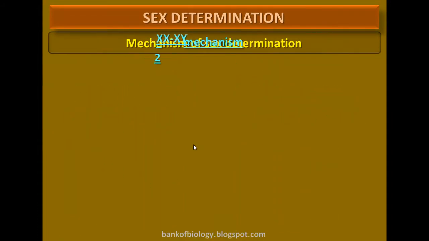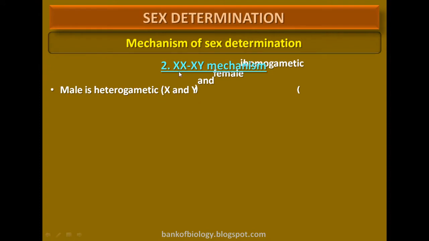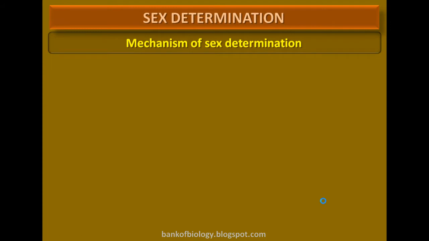And next is the XX and XY mechanism. This is also a male heterogametic mechanism, XY, and the female is homogametic, that is XX only. For example, human and Drosophila. Male shows X and Y chromosomes, whereas female shows X and X chromosomes. In humans also we find the XX and XY mechanism.